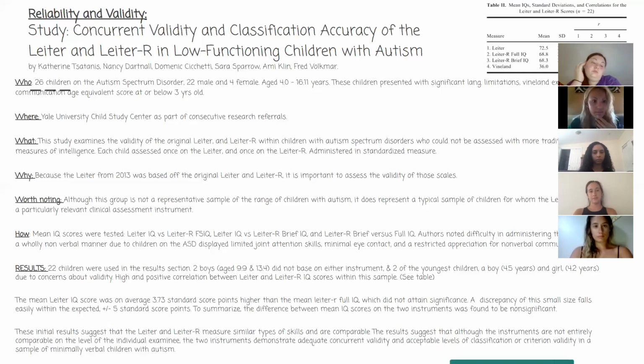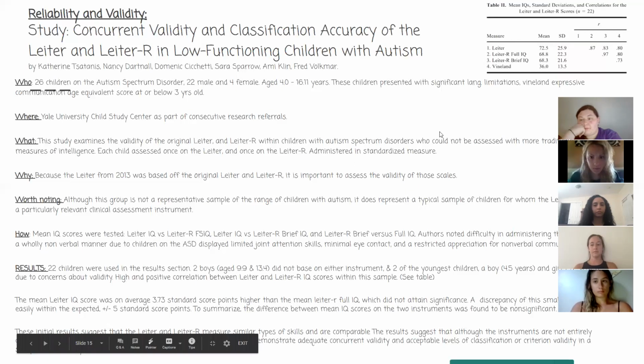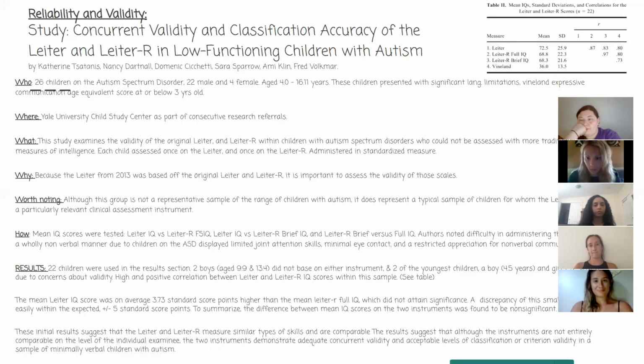So what did they do? They looked at the mean IQ scores. If we look at the chart in the top right corner, we'll see the mean overall intelligence scores and the standard deviation scores. And you're probably wondering what that means. Well, if we look at the results, the 22 children who were given both the original Leiter and the Leiter revised had a high and positive correlation for their IQ scores between both the Leiter and the Leiter-R.